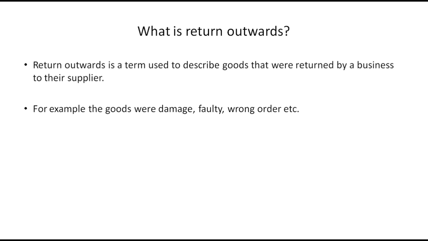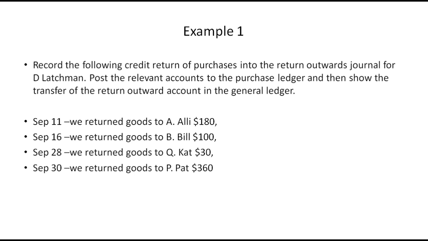Now, when someone purchases goods, sometimes the person buying the goods might find that some goods are faulty. It may be the wrong color, wrong order, they over order, and they will return some of these goods. When the person is returning these goods or the purchased goods, it is referred to as return outwards. So let's get into our example.